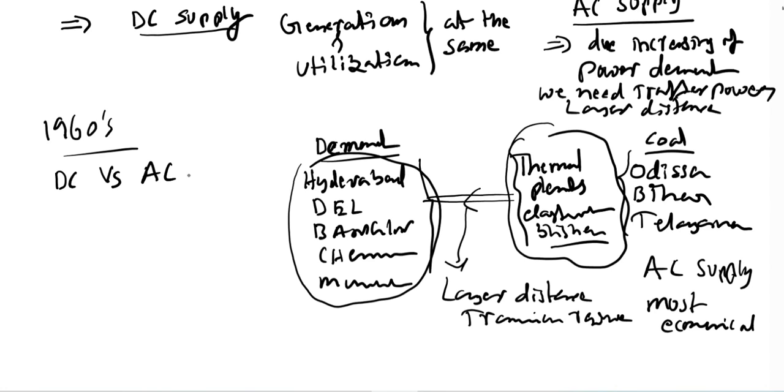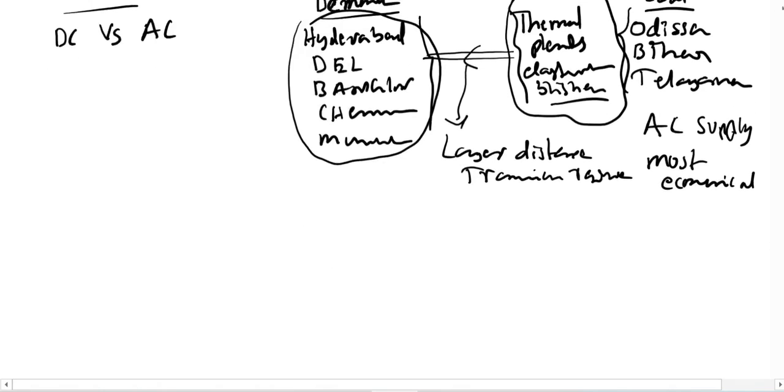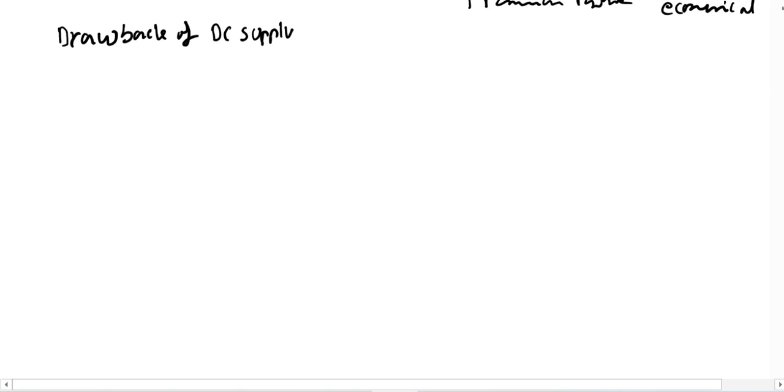So many arguments and conflicts arose, and finally they came to some conclusions. We'll see what the drawbacks of DC are, so that we can come to know the advantage, why we prefer to go for the AC system. So, drawbacks of DC supply. The first point we need to discuss here is to differentiate which supply system is best.